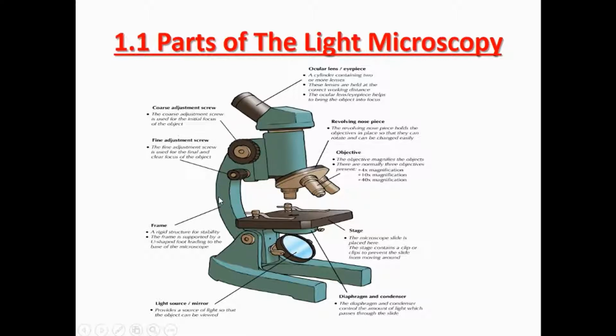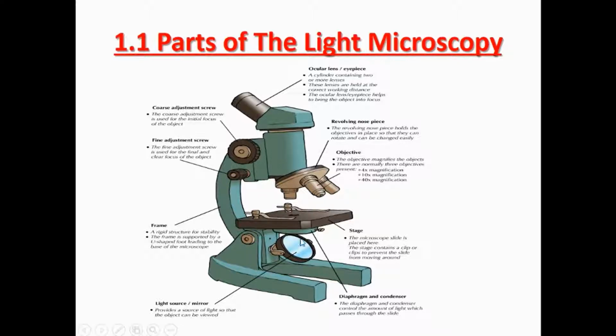And then these 2 are the knobs. So there are 2 knobs: the coarse adjustment knob and the fine adjustment knob. Here it is written screws, but you can also call them knobs. Some other textbooks will refer to them as knobs. So the coarse adjustment knob is used for the initial focus of the object.